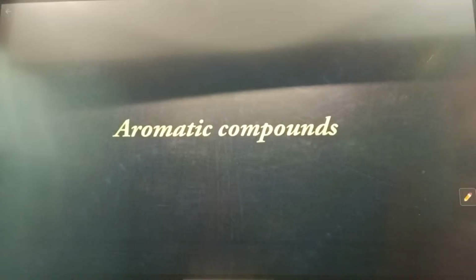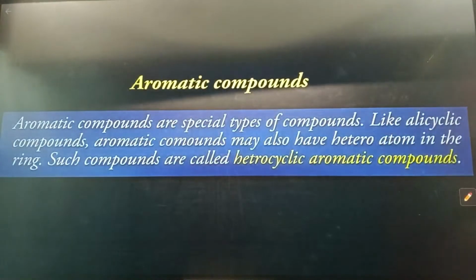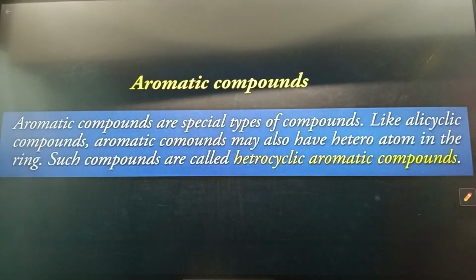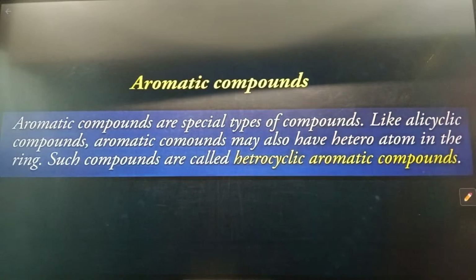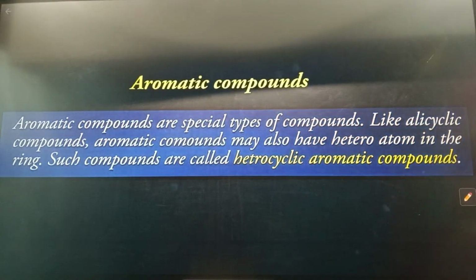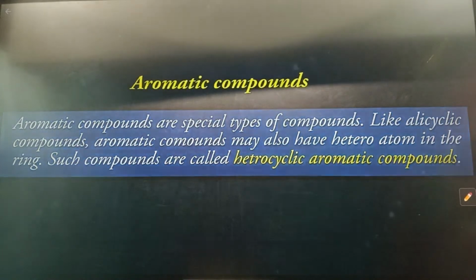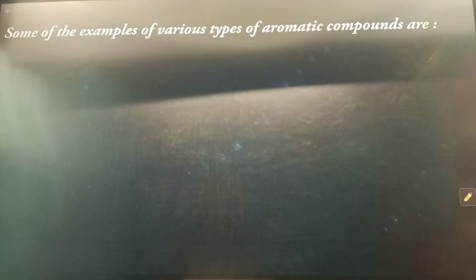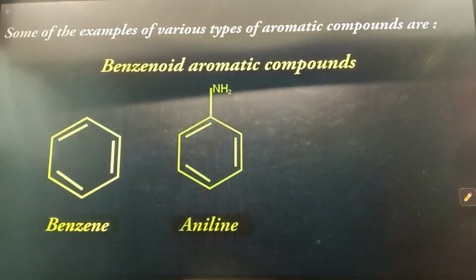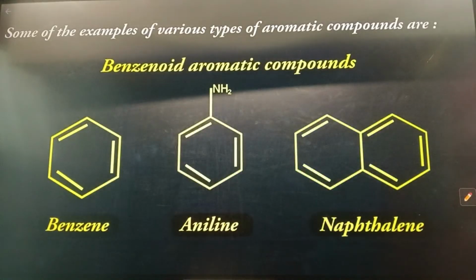Aromatic compounds. Aromatic compounds are special types of compounds. Like alicyclic compounds, aromatic compounds may also have heteroatoms in the ring. Such compounds are called heterocyclic aromatic compounds. Some examples of various types of aromatic compounds are benzenoid aromatic compounds like benzene, aniline, and naphthalene.